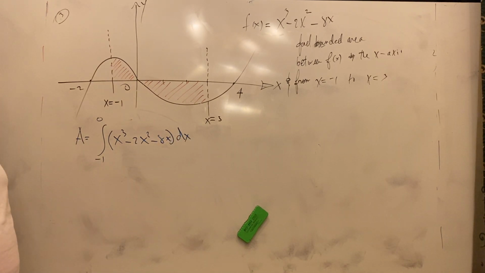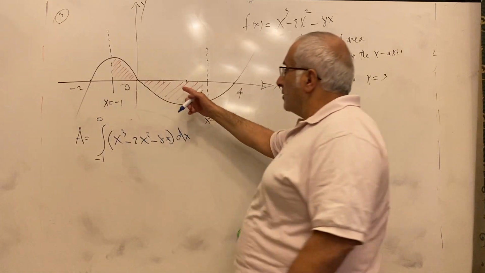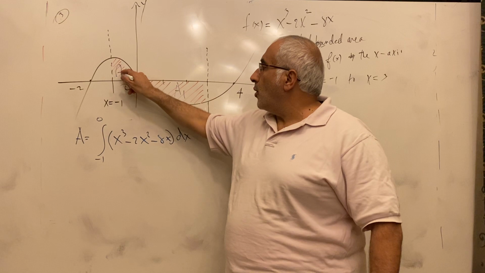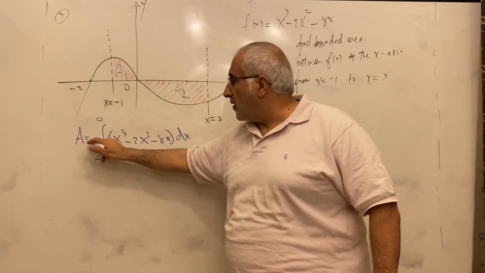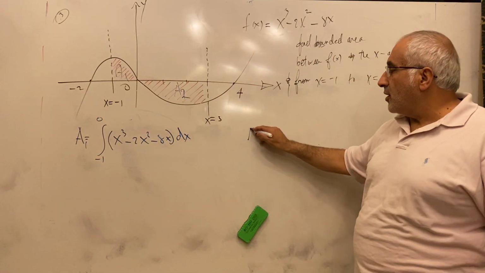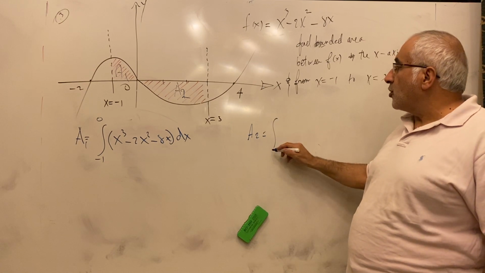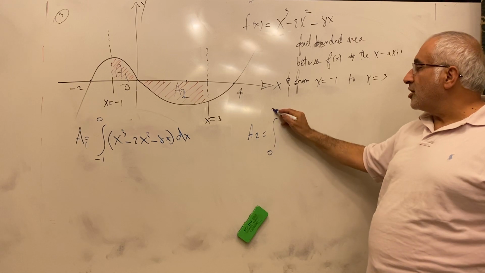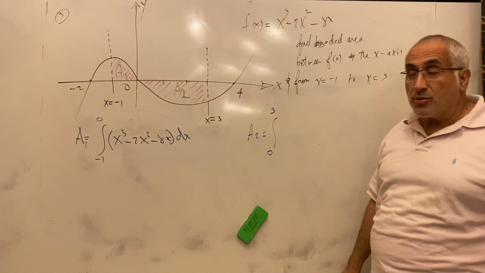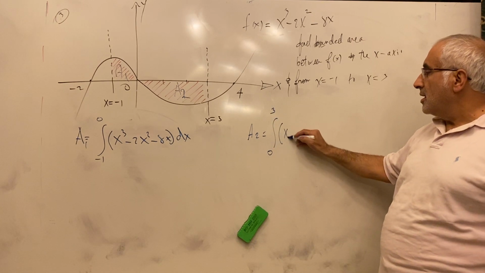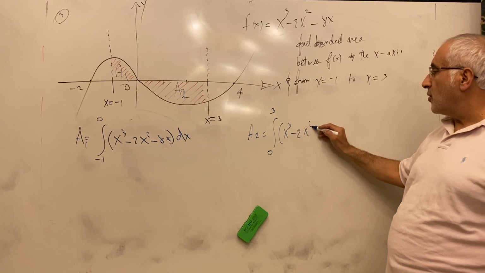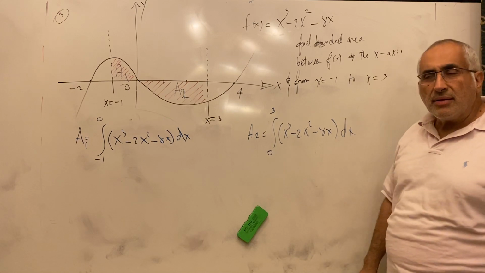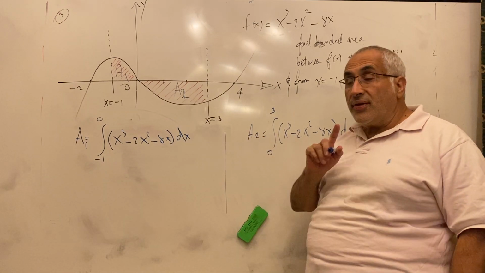I can call this area 1. There is also another area here. I can call this area 2 if you wish. Now area 2 is all the way from 0 until 3, and you know the answer is going to be negative. You know you're going to take its modulus to make it positive. So what is the function? x cubed minus 2x squared minus 8x. Do each one separately and then add them up at the end.